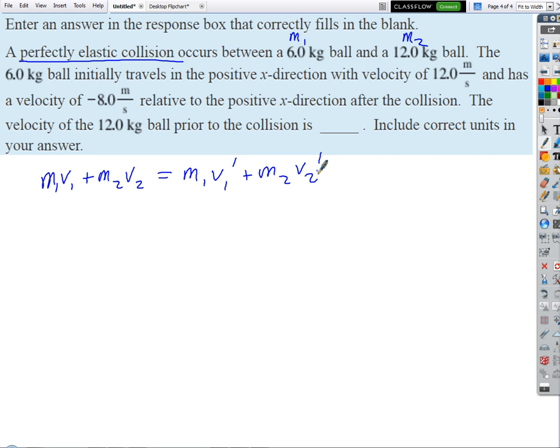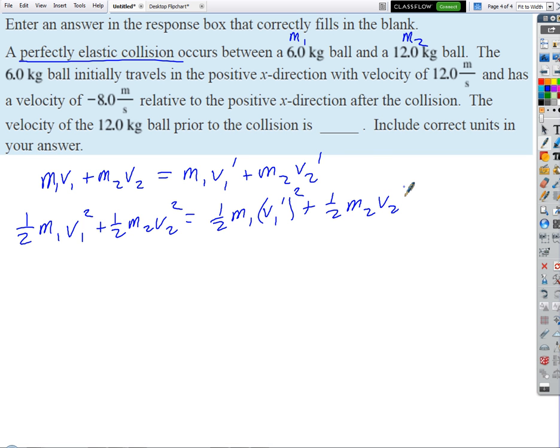But now we know energy is also conserved, right? So now we also know that 1/2 M1 V1 squared plus 1/2 M2 V2 squared equals 1/2 M1 V1 prime squared plus 1/2 M2 V2 prime squared. Okay? And in this problem, they give us everything except the initial and final velocity of the second ball.